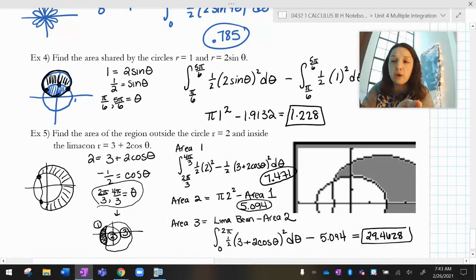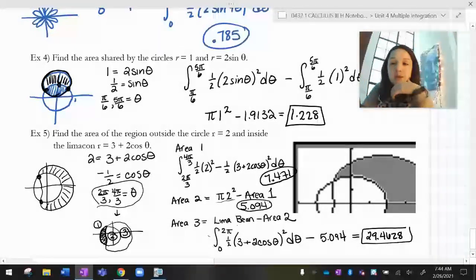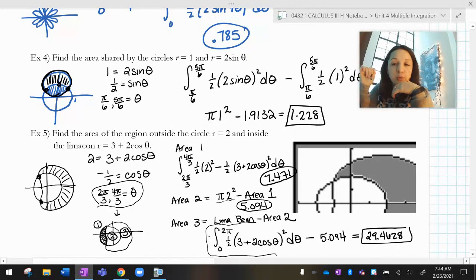And so I said, well, area 1 would be 1/2 r squared minus r squared, where the outside edge is the circle and the inside edge is the lima bean. 7.4-ish was the area of Region 1. Region 2 is the circle minus Region 1, so pi r squared minus that 7 got me 5-ish. And then Region 3 is the whole lima bean, which would go from 0 to 2 pi, minus Region 2.